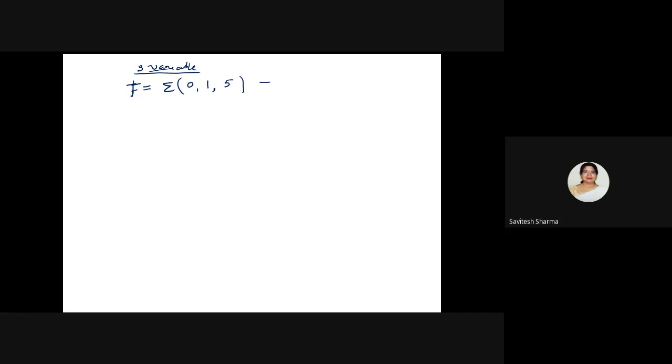So this function is in SOP form. Everyone understand? Because the summation sign is there. The summation sign indicates that your function is in SOP form and min terms are given. Now I am asking you to convert this function to POS. Tell me. X is equal to pi of 2, 3, 4.